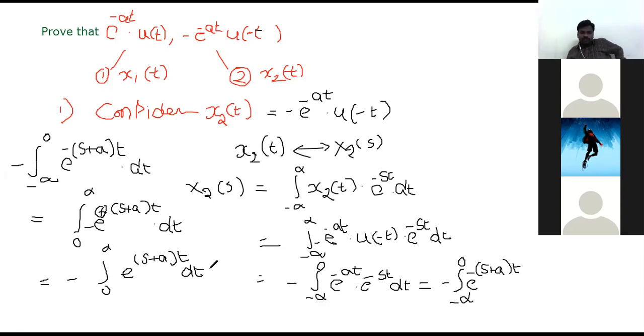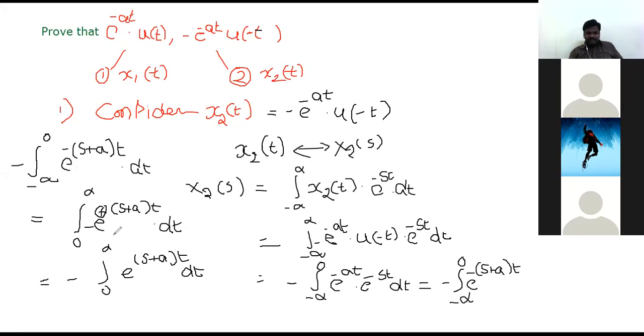Just carefully observe this. First of all, the integration limits have been changed from minus infinity to 0. So you will have e power minus at into e power minus st. If you take the minus sign common from both the exponential terms, you will get e power minus of (s plus a) into t. This minus sign will be kept as it is. There is no change at all.